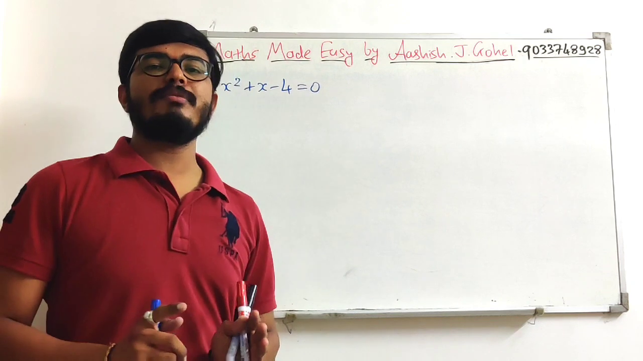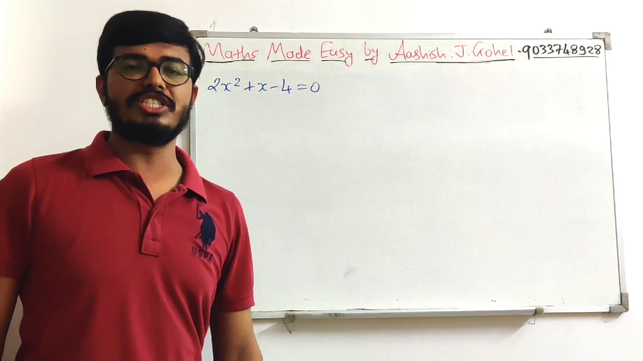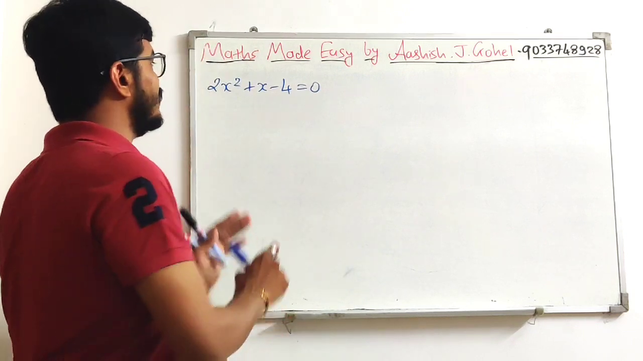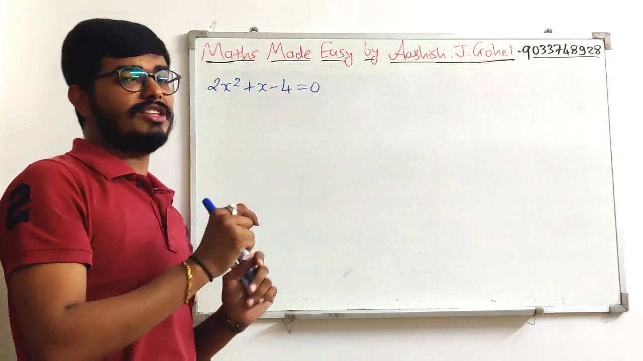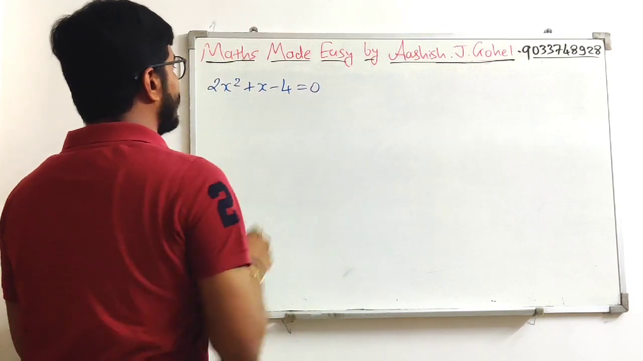Here I am with another example of completing the square. The question is 2x square plus x minus 4 is equal to 0. Now we want to solve this equation with the same method, but let us change a little. So here we will divide this whole equation by 2.